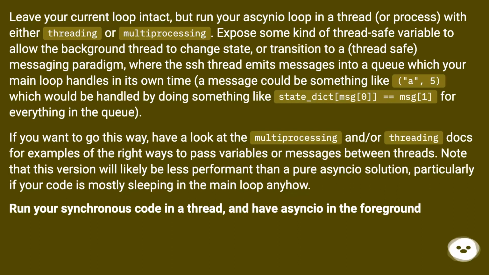If you want to go this way, have a look at the multiprocessing and/or threading docs for examples of the right ways to pass variables or messages between threads. Note that this version will likely be less performant than a pure asyncio solution, particularly if your code is mostly sleeping in the main loop anyhow. Run your synchronous code in a thread, and have asyncio in the foreground.